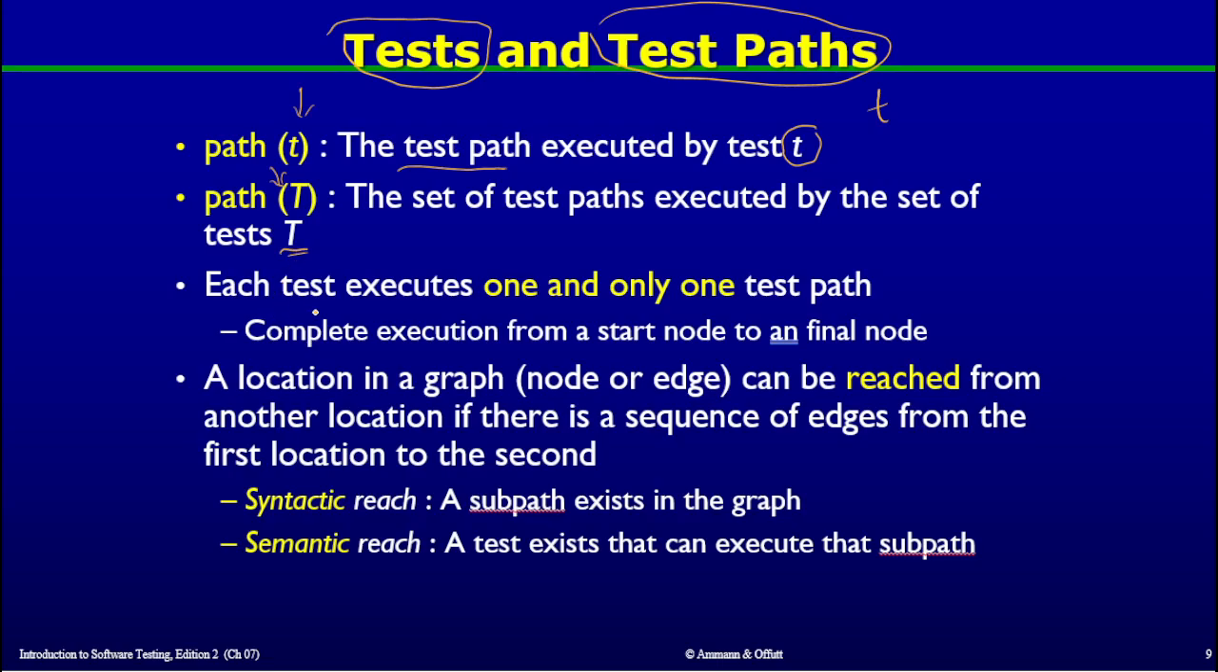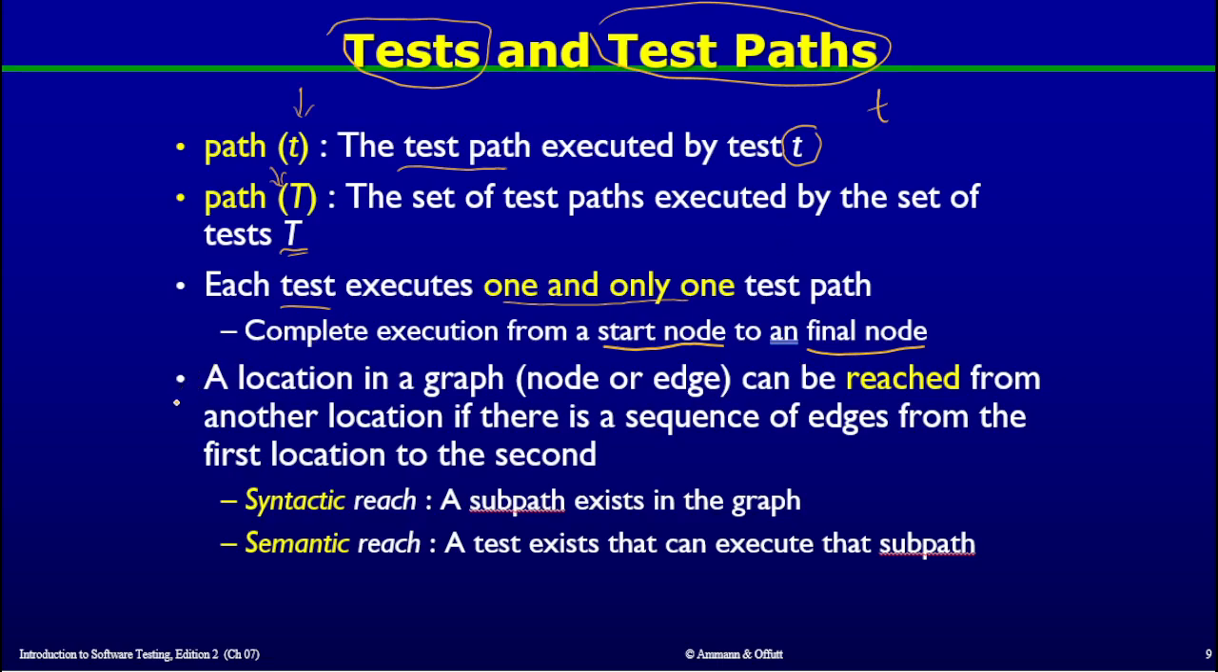And it is also important to note that each test will execute one and only one test path. Means when I give an input to a program, that definitely is going to exercise just one path on the graph of that program. And further, it also means that when we input the value, the execution will start in terms of the graph from a start node and it will end on a final node if the program is terminating.